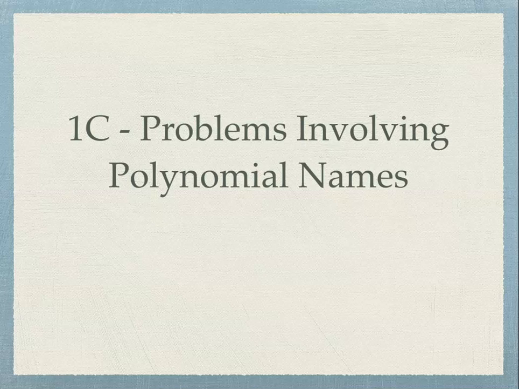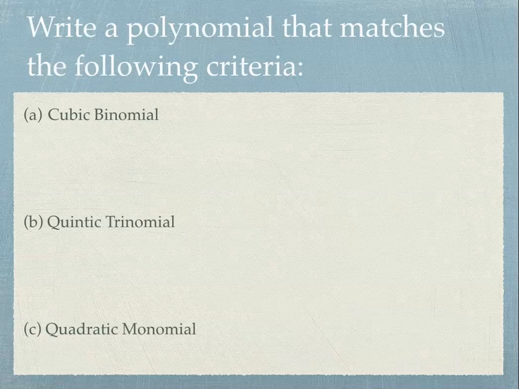Here are some examples of problems involving naming polynomials. One kind of problem you might encounter is to give an example of a polynomial that fits a certain name. If I have a cubic binomial, cubic refers to the degree, that is the name for a degree of 3. Binomial refers to the number of terms, and that means you have 2 terms.